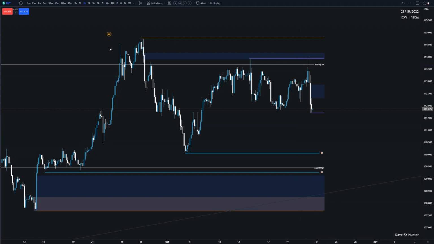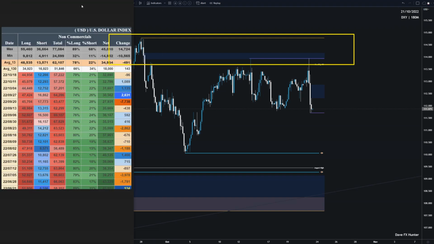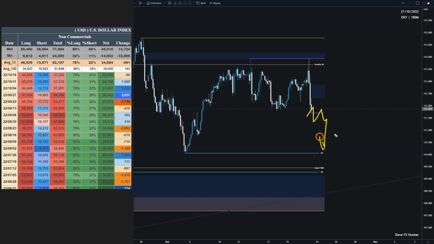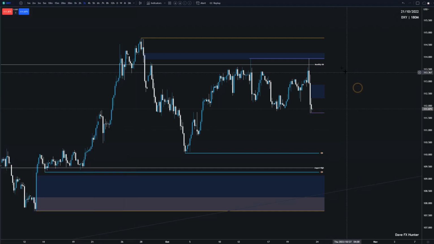So just to repeat it, we are in the monthly order block while the big banks are taking profits above the August high, right? So I don't say it's the end of the trend. I think that the target for the dollar index could be 120, but for now I think we could see something like this, right? So we will see.